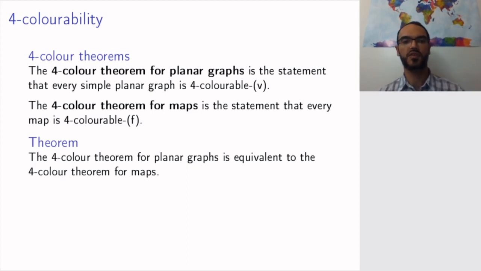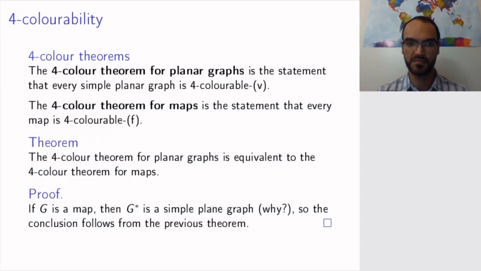So the four-color theorem for planar graphs with respect to vertices is equivalent to the four-color theorem for maps with respect to faces. Well, if you have a map, then the dual is a simple plane graph. Why is it simple? Again, for the same reason, the lack of cut sets of size 1 or 2 means that we have no cycles of size 1 or 2. So in the previous theorem, if you can color the faces in a certain way in G, this will correspond to a vertex coloring in G star.